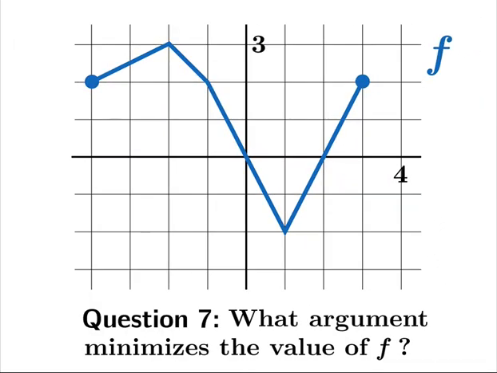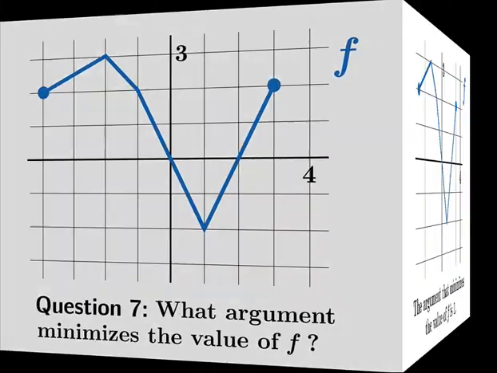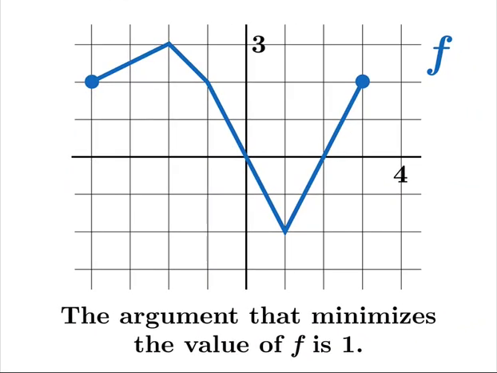What argument minimizes the value of f? The argument that minimizes the value of f is 1. Now, if you got that question wrong, I suspect strongly that you answered a related but different question. You may have answered the question, what is the minimum value? If I had asked that question, the answer would be -2. That's the minimum value, but -2 is not the argument you would use to get that minimum value. 1 is the argument you would use to make sure you get as small a value as possible.